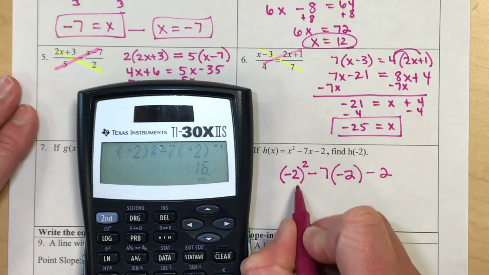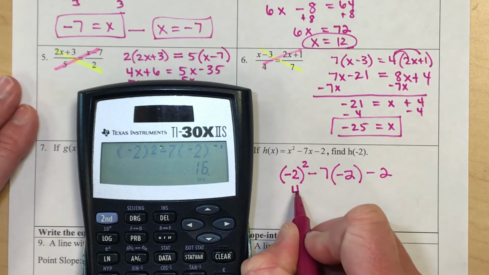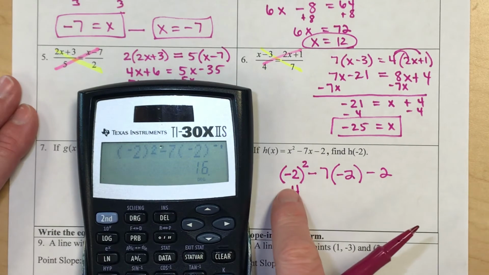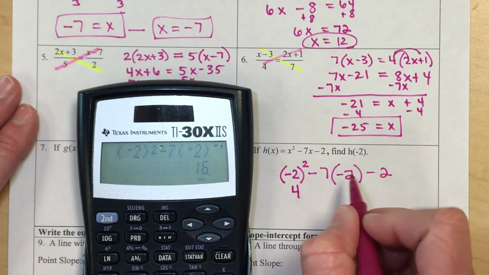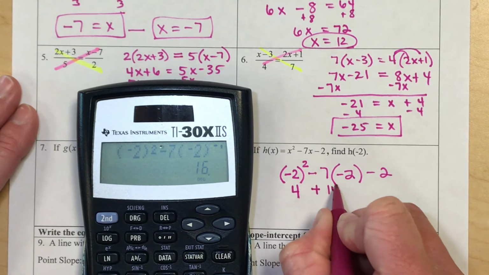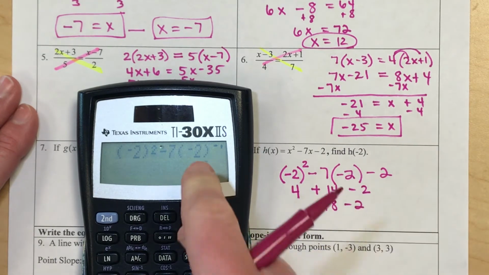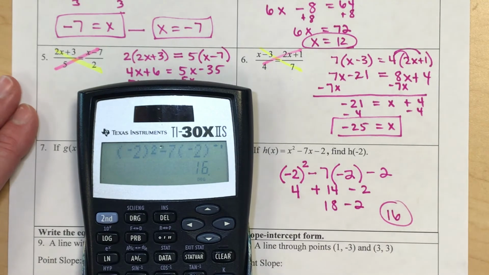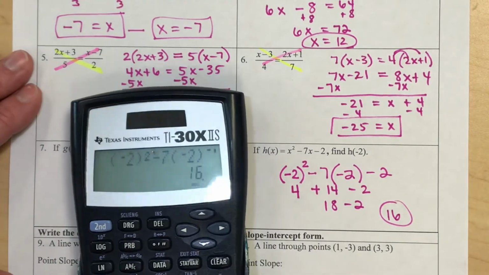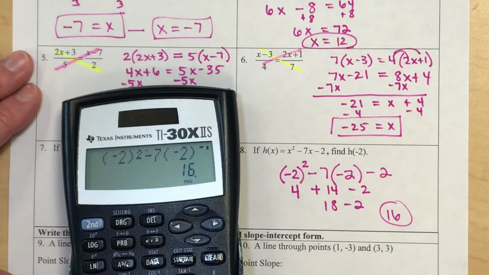Here, -2 times -2 is +4. And if you don't have parentheses, it's going to say -4, which is not right. -7 times -2 is +14. And then we'll subtract 2. 4 plus 14 is 18. 18 minus 2 is 16, which is what my calculator got way quicker than I could do. So parentheses, my friends, they will help you out.